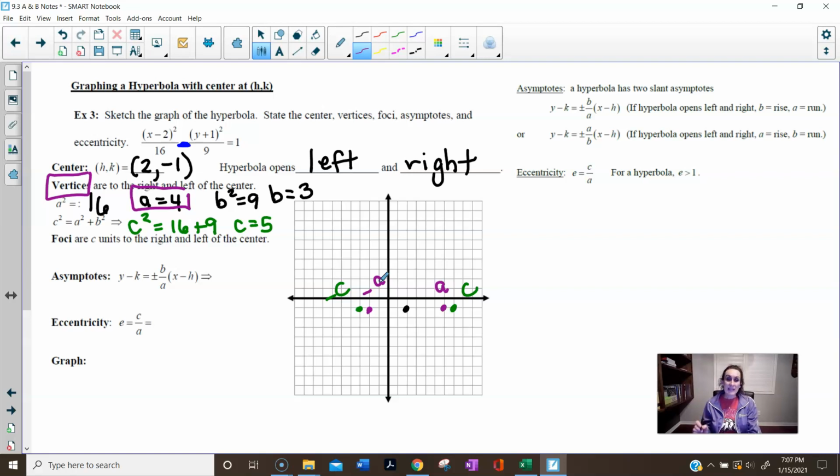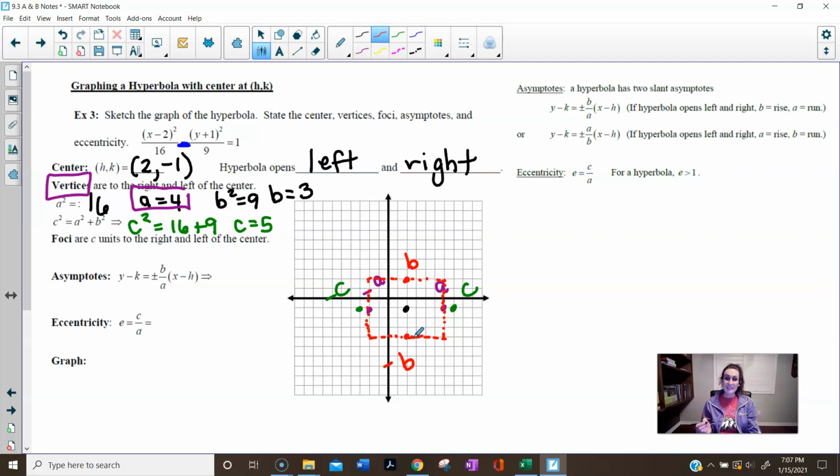Now we are ready, except for why don't we draw the box so we can have a really nice graph. So from the center, count up B units. 1, 2, 3, there's B, and 1, 2, 3, the opposite of B. Now we're just going to sketch in this imaginary rectangle. This rectangle just helps me to make a beautiful graph.